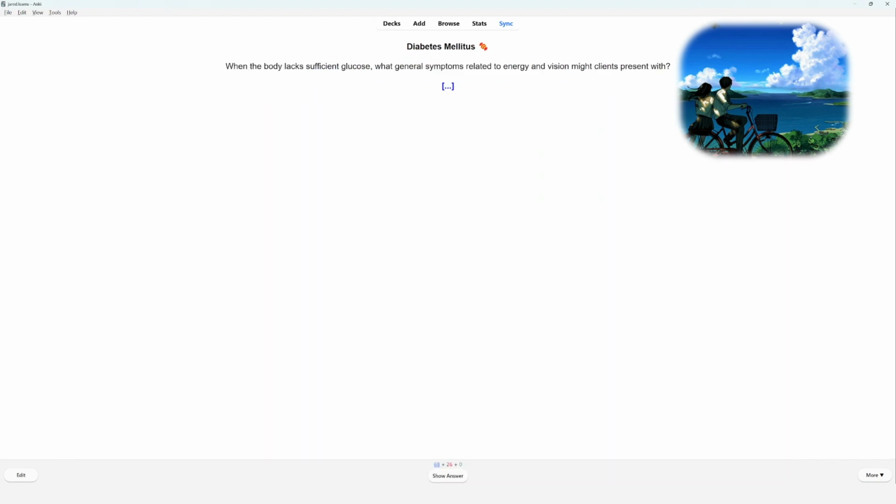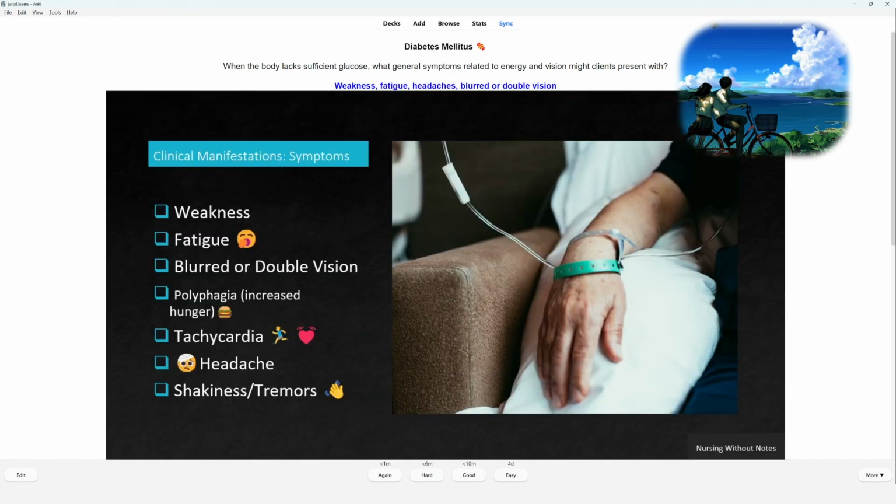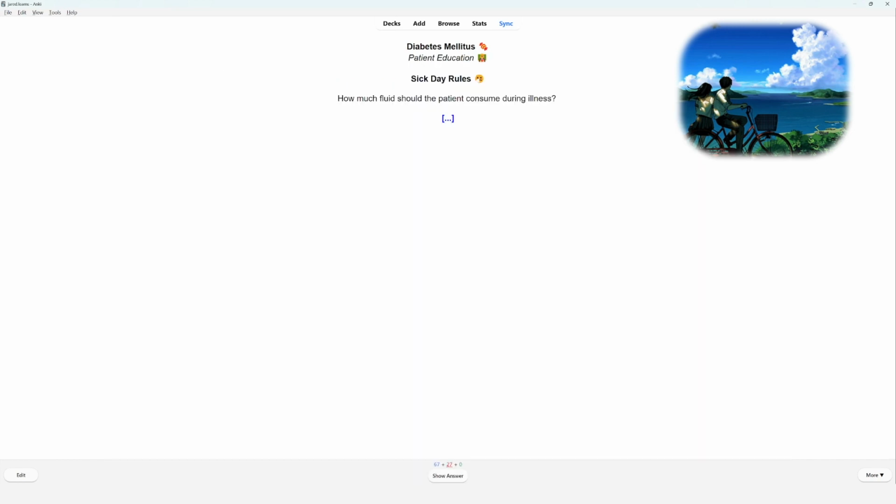When the body lacks sufficient glucose, what general symptoms related to energy and vision might clients present with? Weakness, fatigue, headaches, blurred or double vision. All right. I'll hit again on that. How much fluid should the patient consume during illness? That's 4 ounces of a liquid, non-caffeinated, every hour while awake.